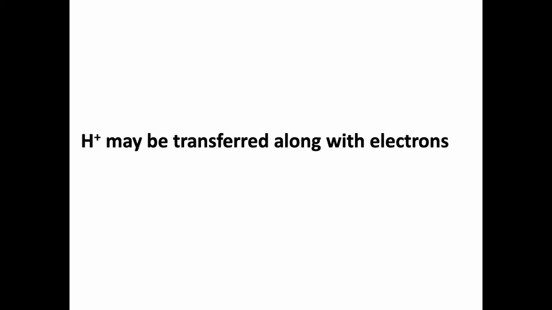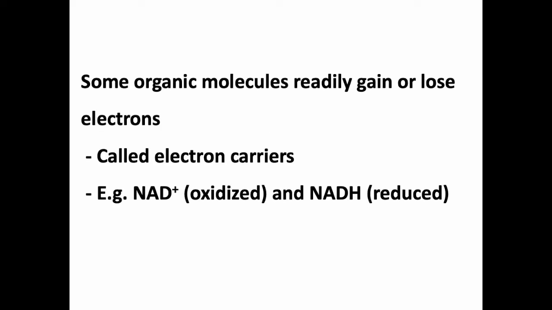So I'm bringing this up because throughout this chapter and the next chapter, also about a metabolic pathway, we are going to see some organic molecules that are able to easily be oxidized and reduced. So there are some organic molecules out there that readily gain electrons or lose electrons.